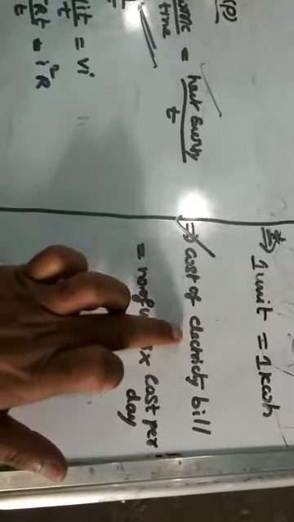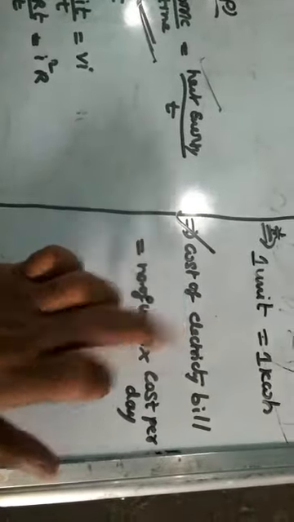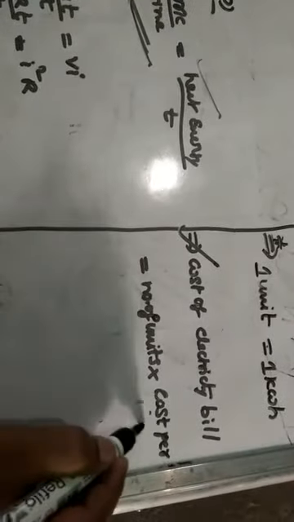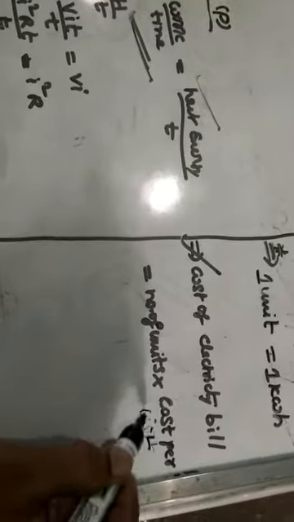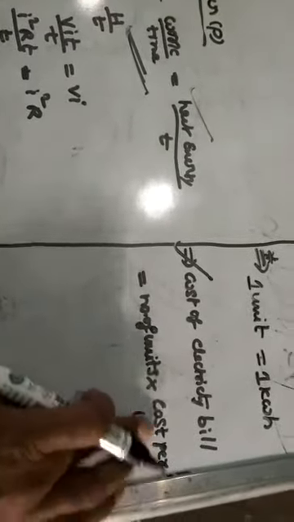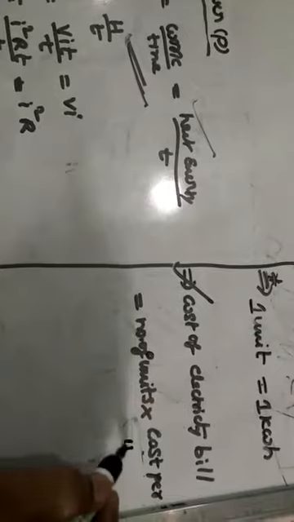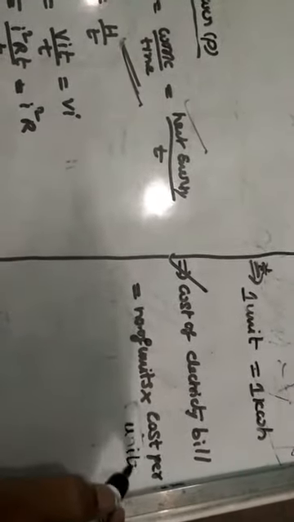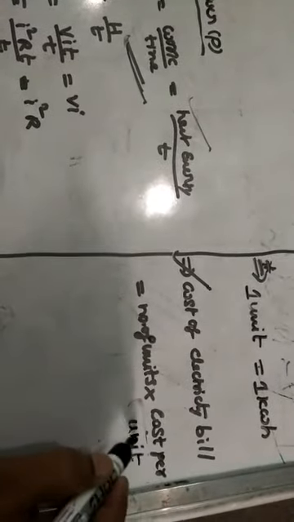Okay. Next, one more point, the cost of the electricity bill. The electricity bill is nothing but the number of units multiplied by the cost per unit. This is the sentence. They will give the cost per unit in the question. But here our main task is how to find the number of units. So this sentence is important.